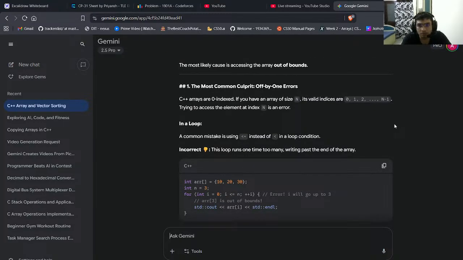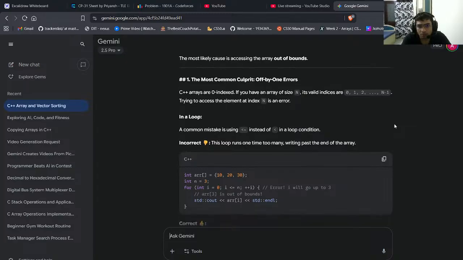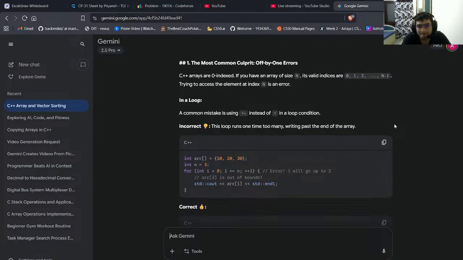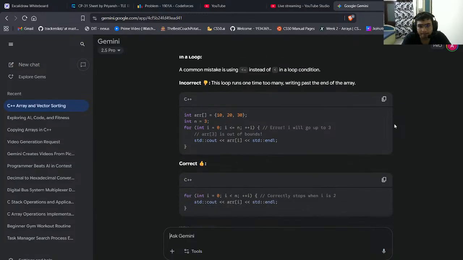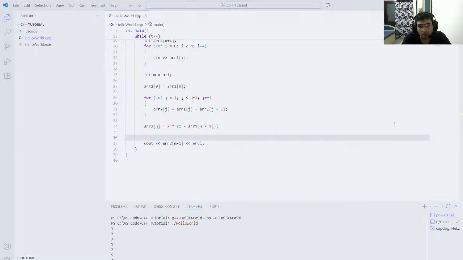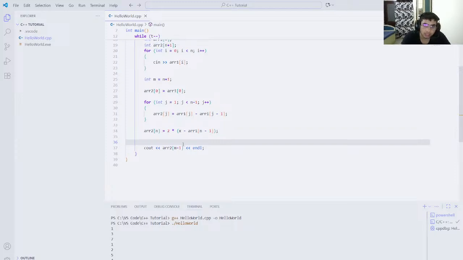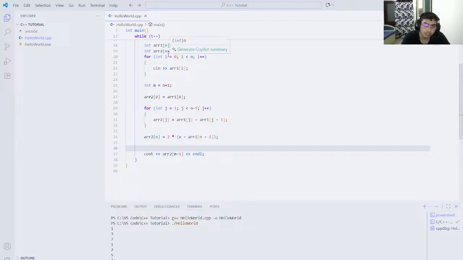And, I'm not doing that. I'm definitely not doing that. I mean, m minus 1, m is n plus 1, and array 2 is clearly n plus 1 length. So the last index should be n.